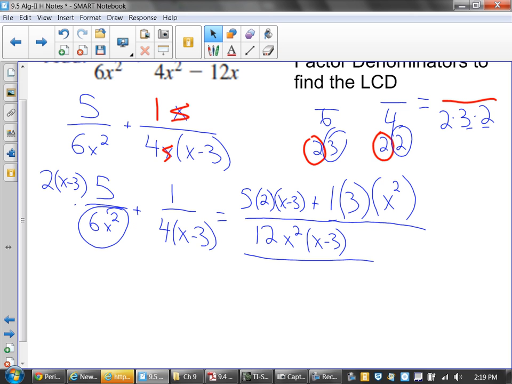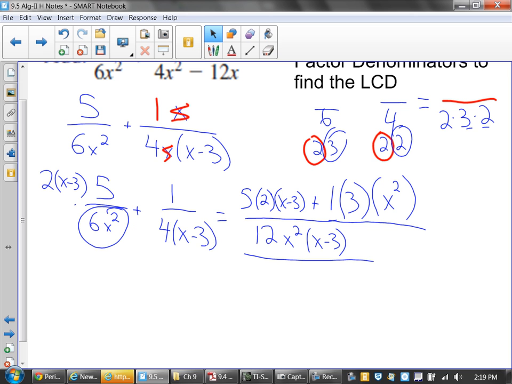And then on the fraction on the right, I have the 4 times the x minus 3, and I have to turn that into the 12 x squared times x minus 3. So again, to turn the 4 into a 12, you have to multiply it by 3. Then you have to multiply it by the other missing term, which is the x squared. So your new numerator is ready to be multiplied together and combined like terms. The denominator, you'll leave it as is.